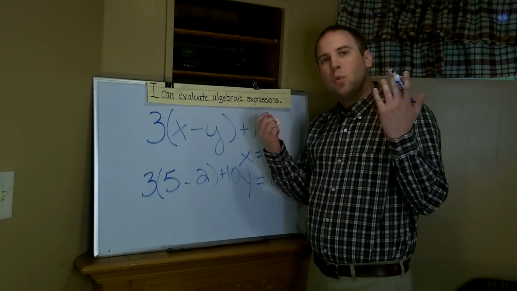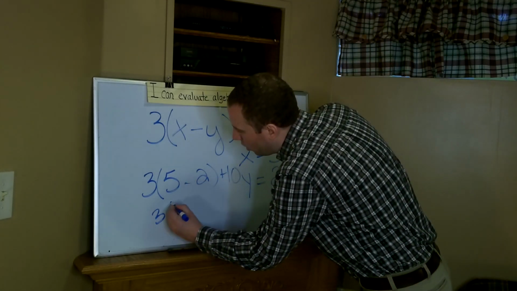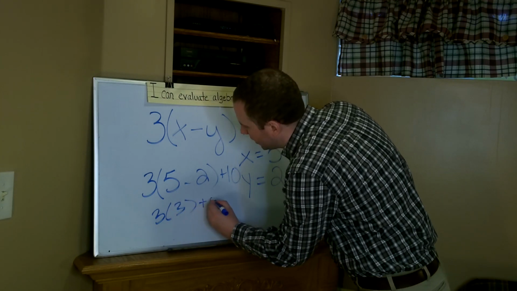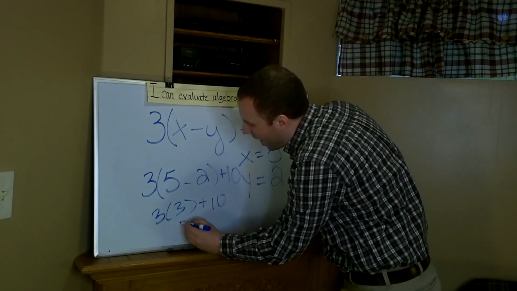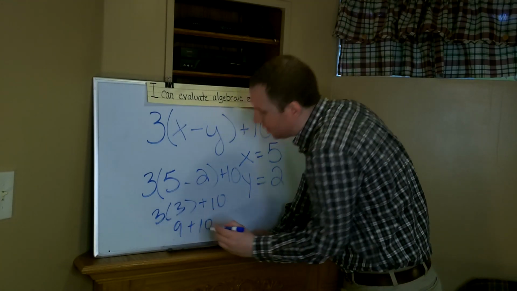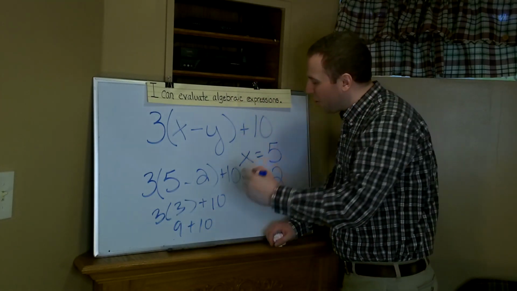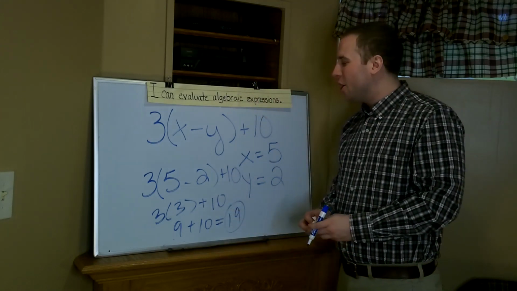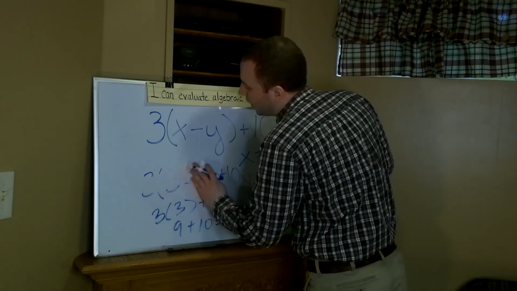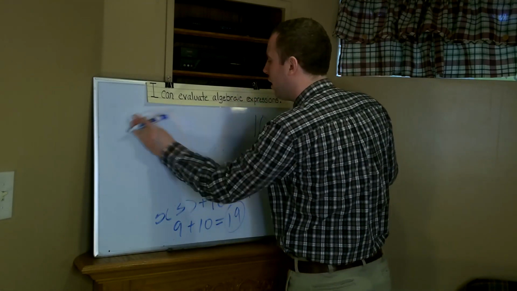5 minus 2 will give us 3, so now we have 3 times 3 plus 10. 3 times 3 is what? It's correct, 9. So 9 plus 10 is what? Correct. The answer is 19. Very good. Let's look at a few more.